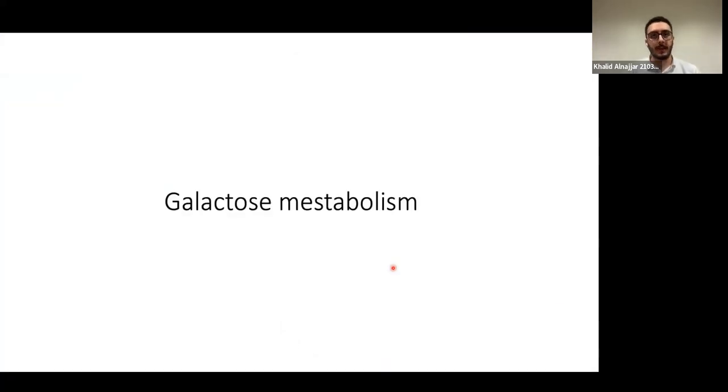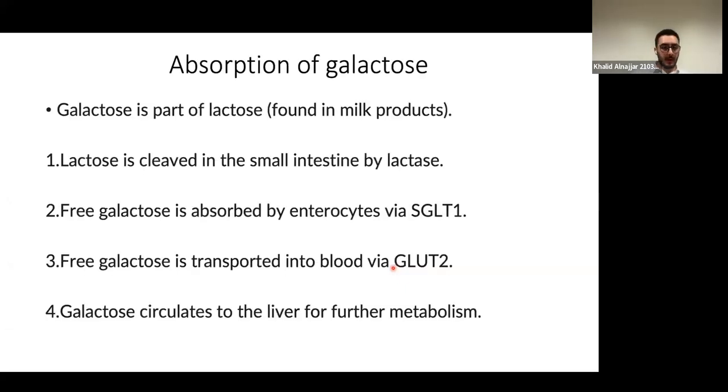Now let's talk about galactose metabolism. Absorption of galactose. First of all, galactose is mainly part of lactose, which is found in milk products. Lactose is cleaved in the small intestines by lactase. Remember the very first slide: lactose is a disaccharide, and your body cannot deal with disaccharides, so it should break it down to monosaccharides. And the monosaccharides that are made from lactose are basically galactose and glucose.